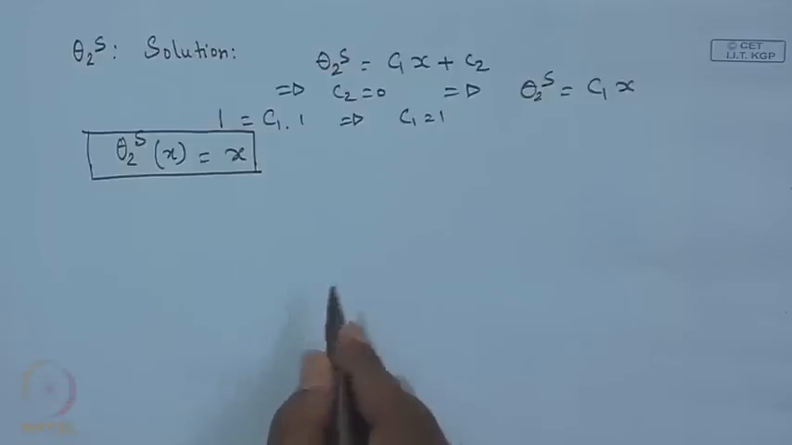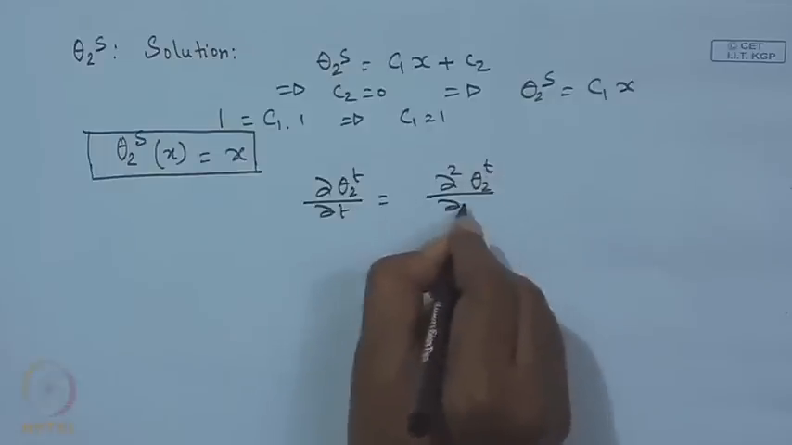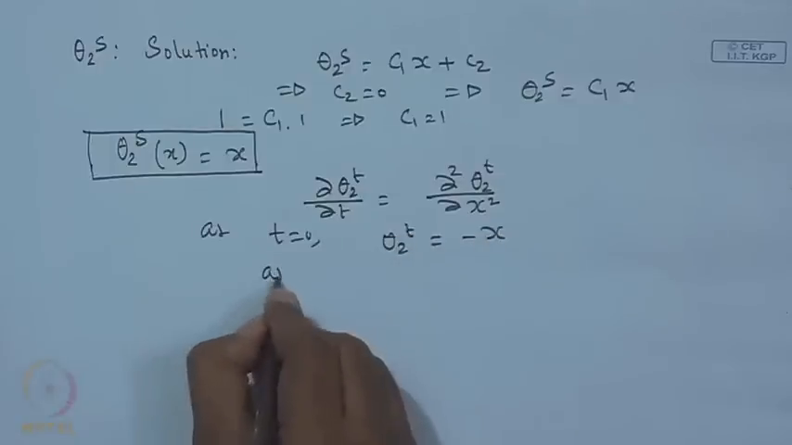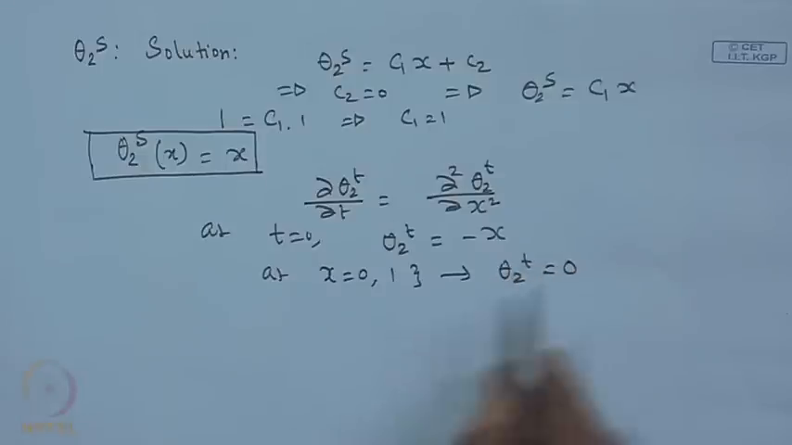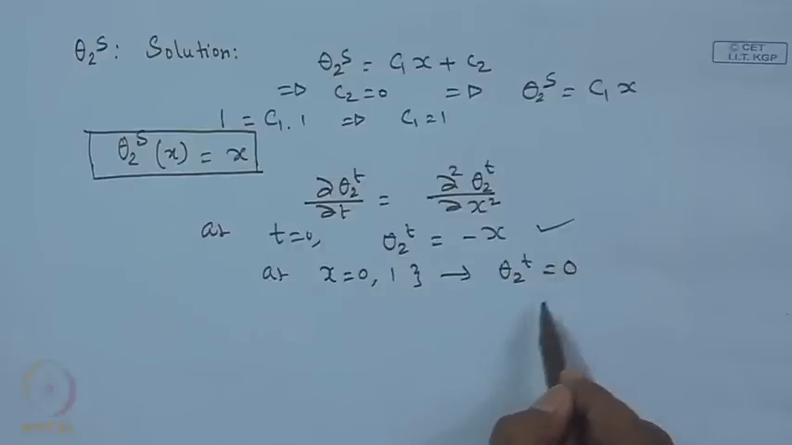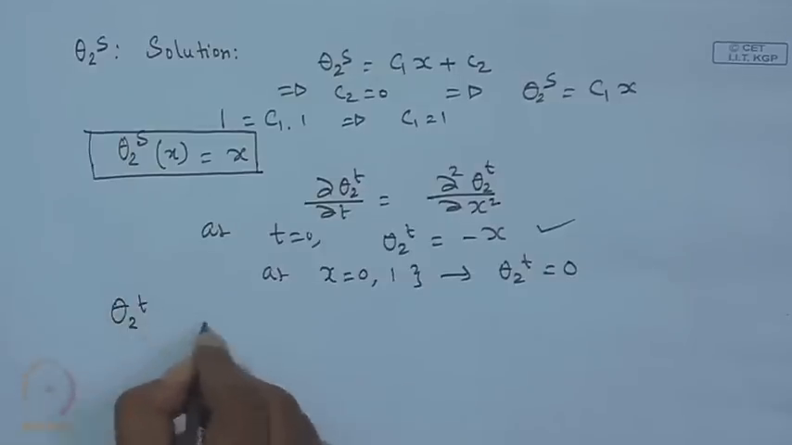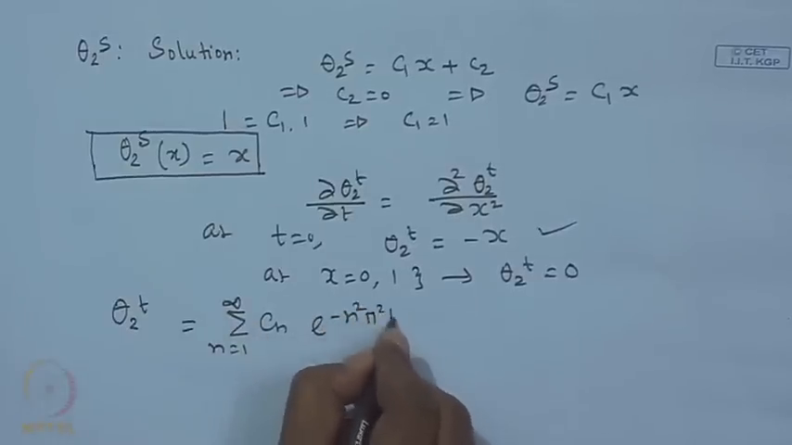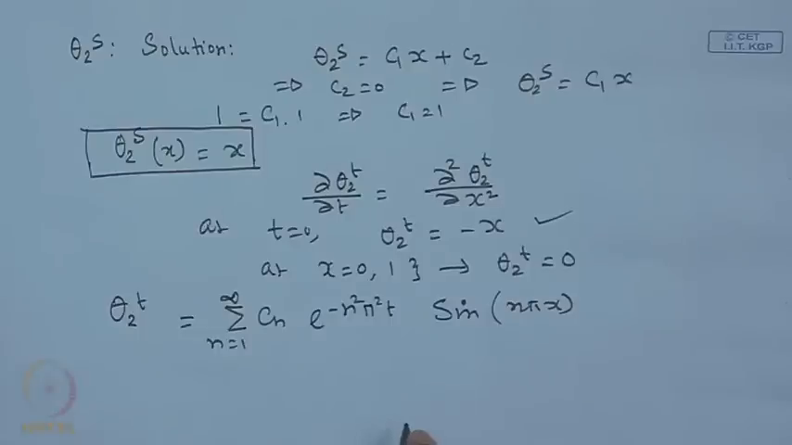Now, let us look into the transient part, del theta 2 t by del t is equal to del square theta 2 t by del x square, and at t is equal to 0, theta 2 t was equal to minus x. At x is equal to 0 and 1 both, theta 2 t is equal to 0. So, we have a non-homogeneous initial condition and homogeneous boundary conditions. Both the boundaries are Dirichlet in nature. So, n pi are the eigenvalues and sine functions are the eigenfunctions. So, theta 2 t will be the summation of c n, n is equal to 1 to infinity, e to the power minus n square pi square t, sine n pi x.